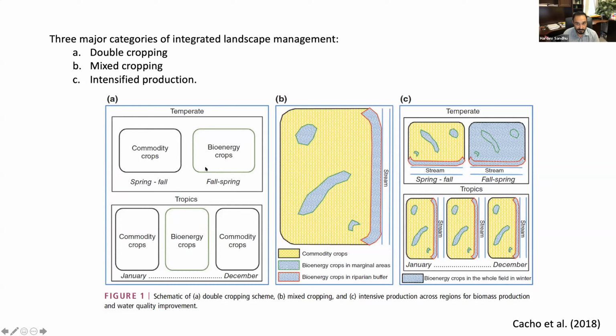In the second figure, B, it's mixed cropping. In this, we don't rotate crops, but we integrate them. I will explain it a little more in the next slide. And then in C, it's the intensified production, which is the combination of both double cropping and mixed cropping.